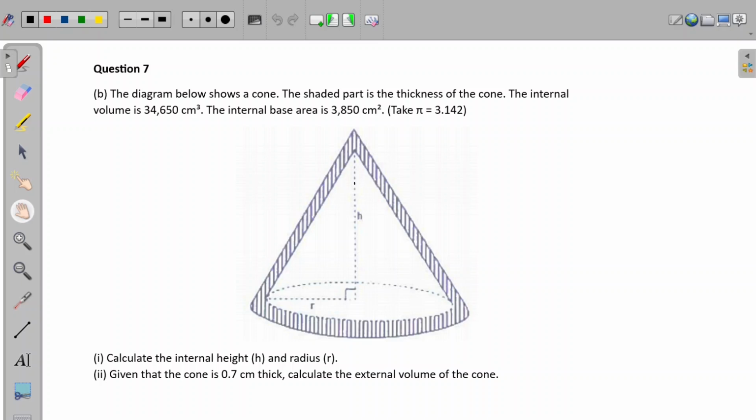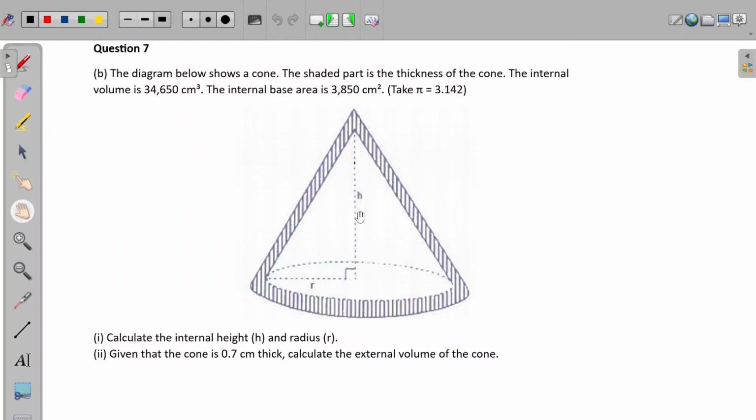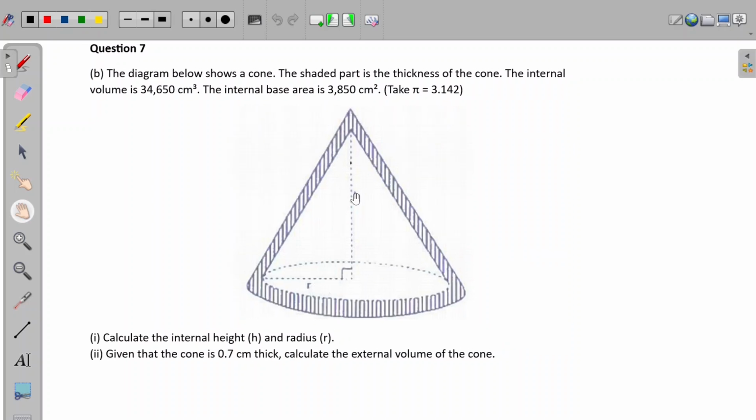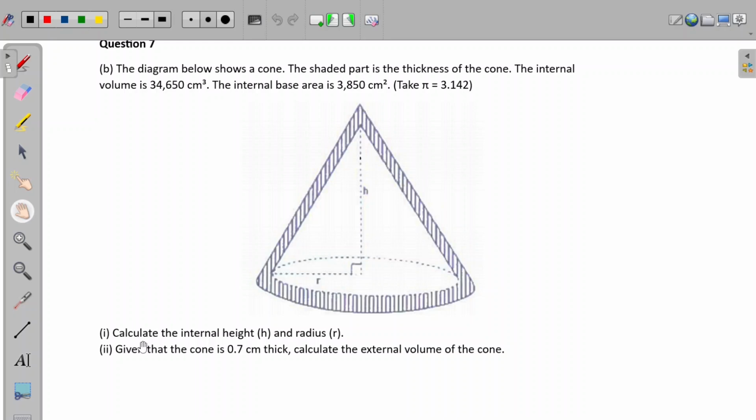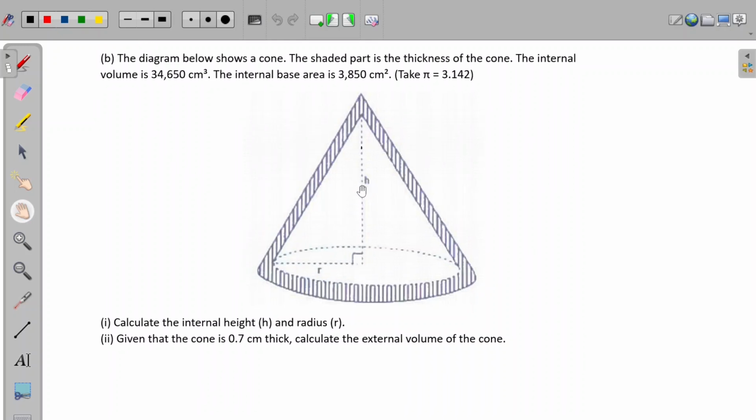So what we have is a cone. You can see this is a cone with this thickness which they have shaded. Then it has the radius r here and height there. Okay, so very important that you take note of those. Then they're saying calculate the internal height, that height from the base to the top, and radius r, and this radius r here.